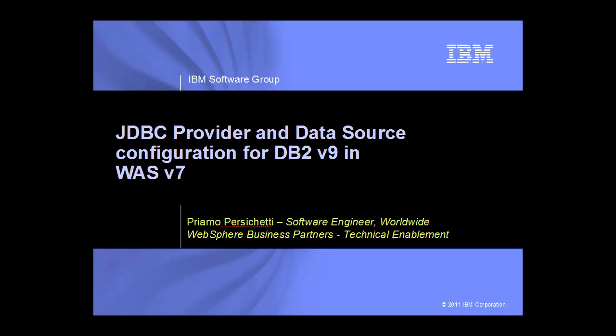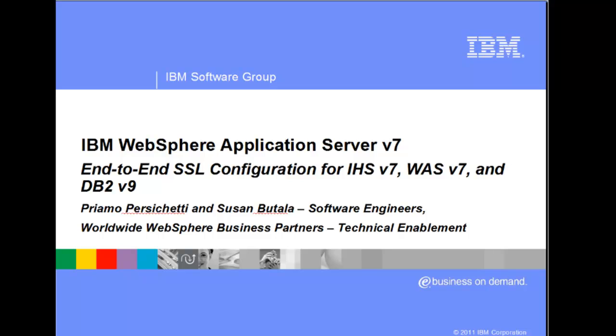This demonstration video will cover JDBC provider and data source configuration for DB2 version 9 and WAS version 7. The first part was a tech talk entitled End-to-End SSL Configuration for IHS v7, WAS v7, and DB2 v9, as you see here. In this tech talk, there were two assumptions made before you could enable End-to-End SSL configuration. One was that SSL was configured on DB2, and also that you've configured JDBC provider and data source.